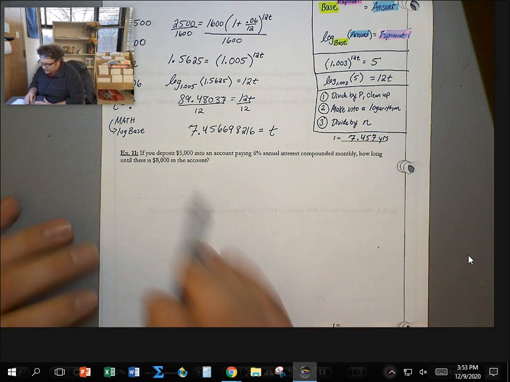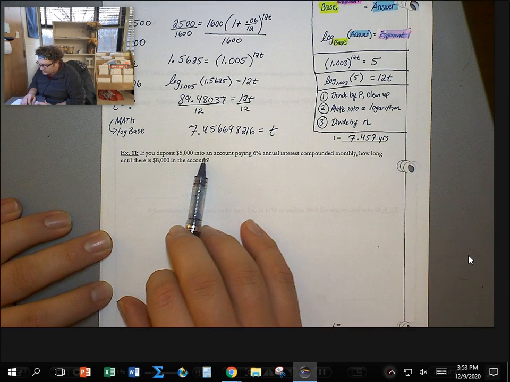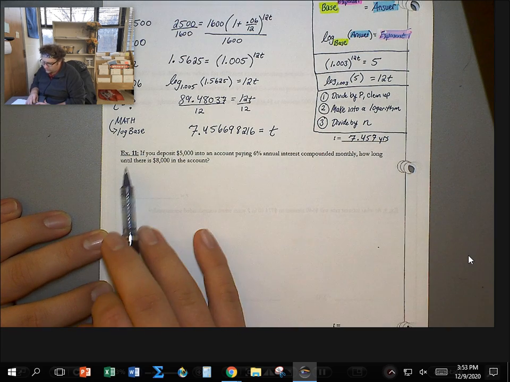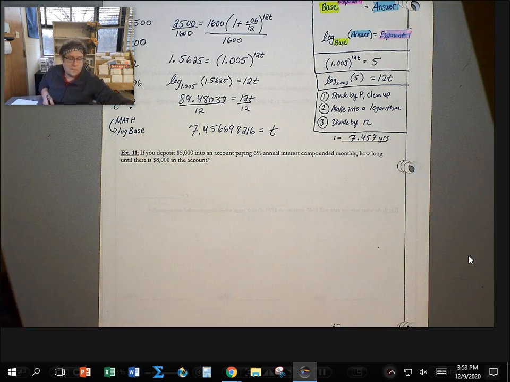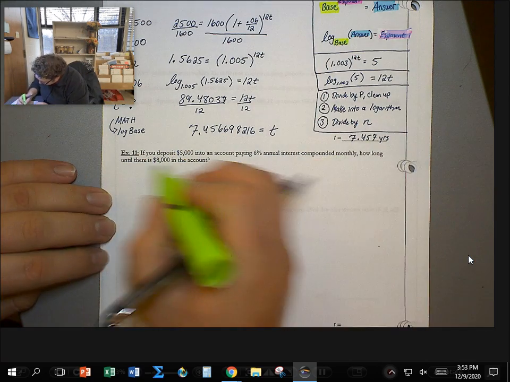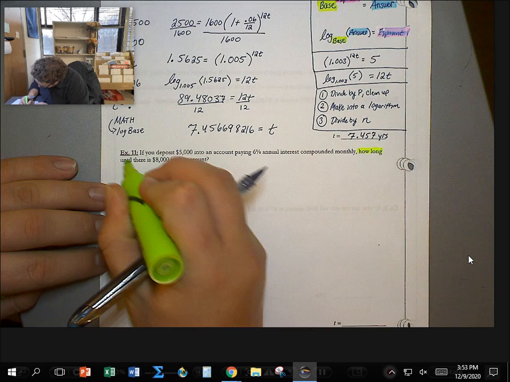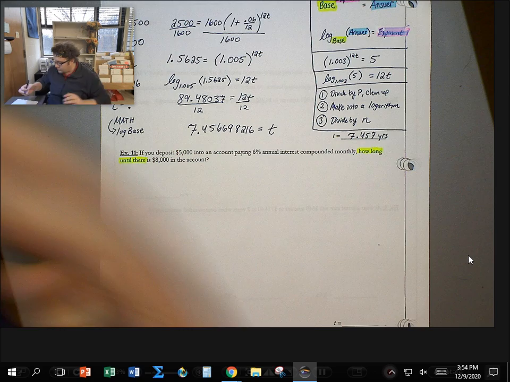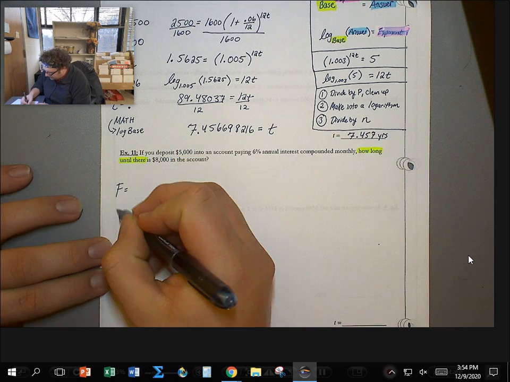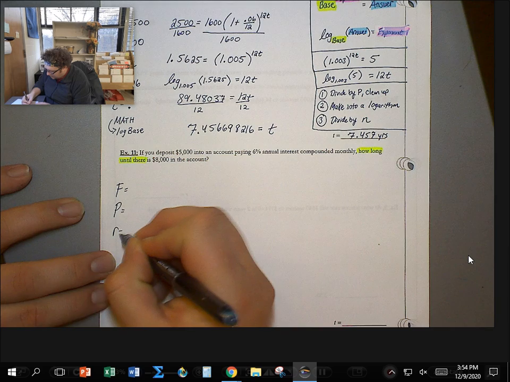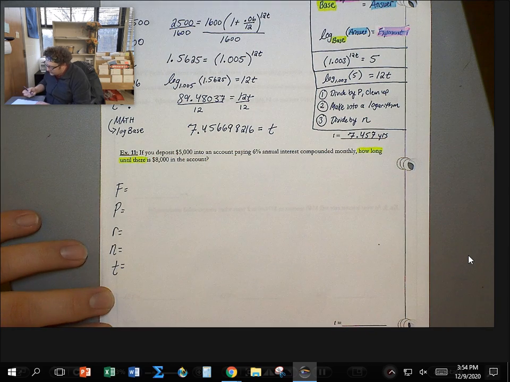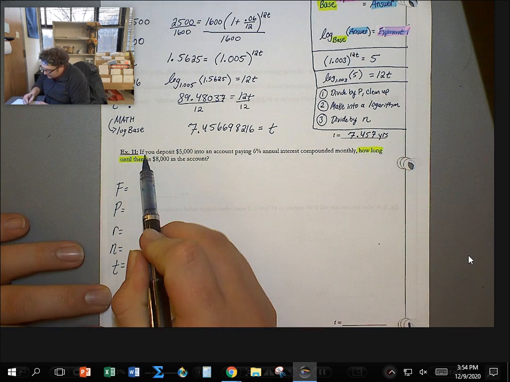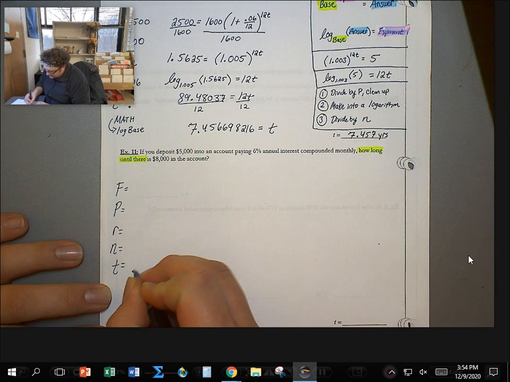So we read the problem. It says, if you deposit $5,000 into an account paying 6% annual interest compounded monthly, how long until there is $8,000 in this account? So the words, how long until, that's what tells you you're solving for t. The other thing that tells you you're solving for t is that when you make your variables, which I'm going to do f, p, r, n, t, when you fill out those variables, you're going to find you have most of them. So the only one you're not going to have is t, and I'll show you that in a second.